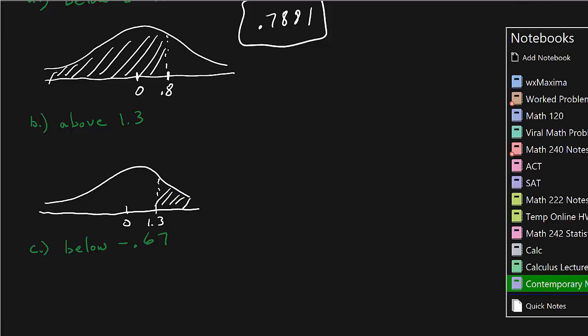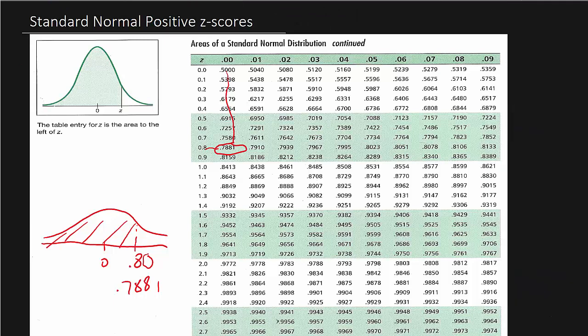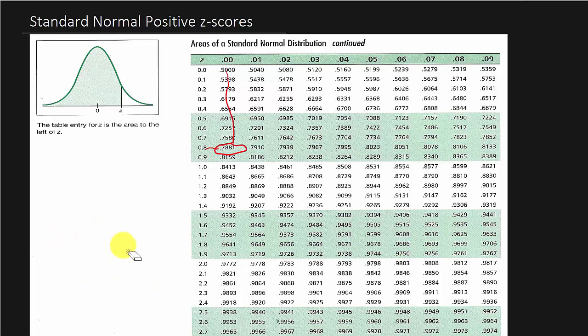Okay, so let's come back over here to the table, and we're looking for 1.3. So there's 0, there's 1.3, and we're looking for the area above. Now, remember, whenever we look up the z value, that gives us the area to the left. That gives us this area over here. But we need the area over here to the right.